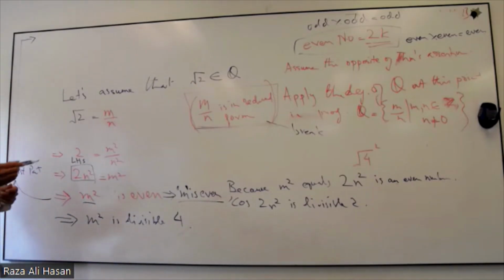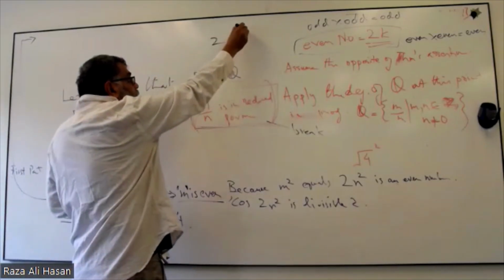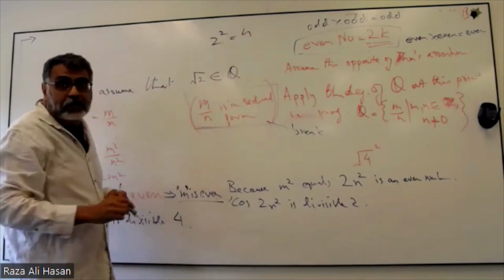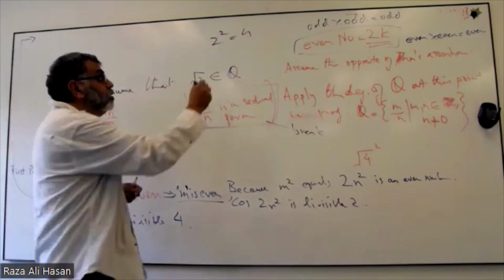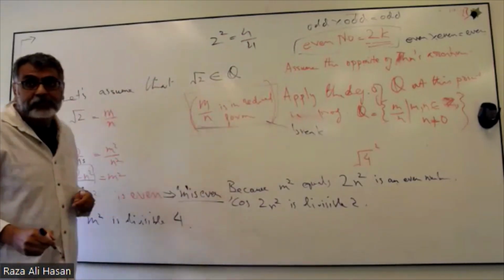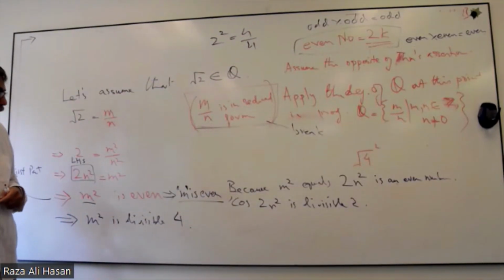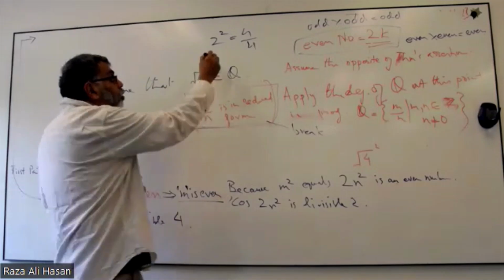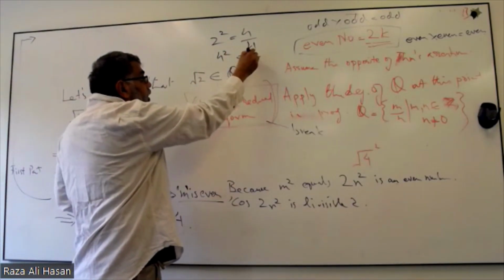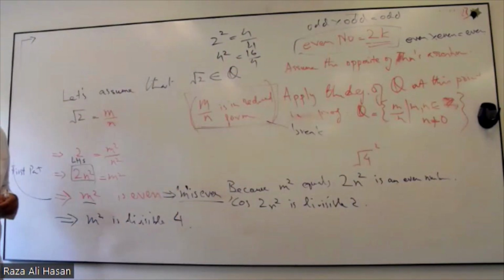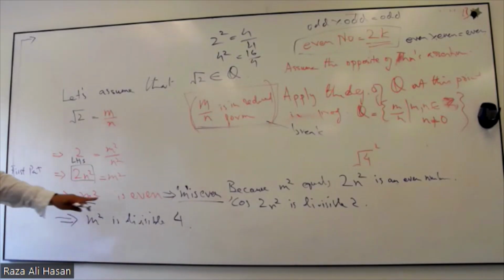Well, let's just test it. If it is 2, you get 4, right? 2 is even, you get 4, you can divide it by 4. If I put in, let's say, 4, you get 16, you can divide it by 4. 3 is not an even number, so I can't put it in here because m is even. I was going there in my head, I was thinking about 3.